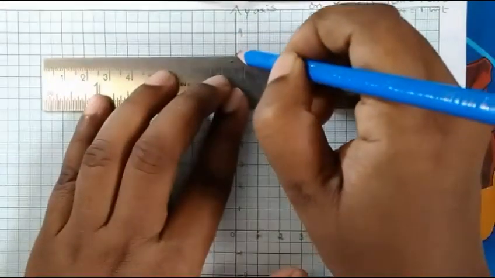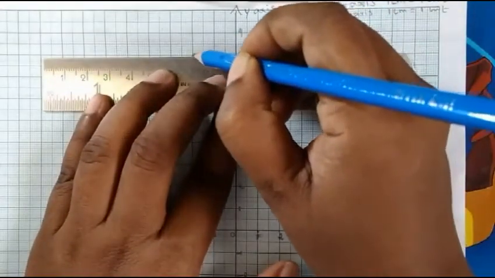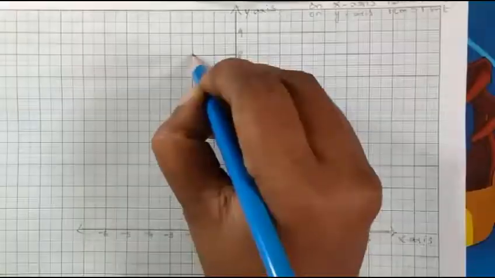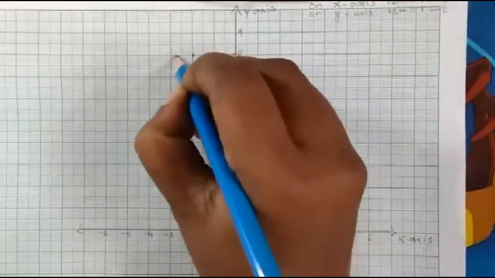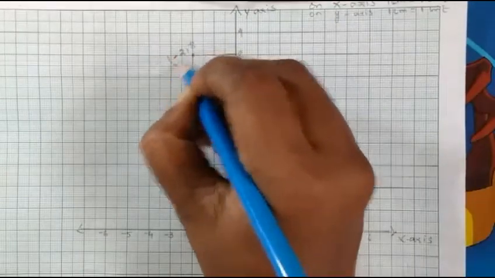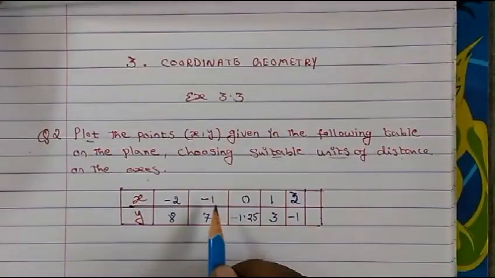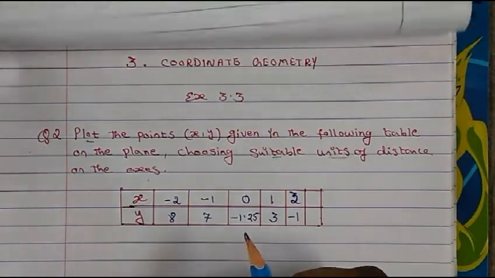And 8 is from this direction. So both the place where it is meeting, that is the point we have to write down. So both the lines meeting at this point, that is minus 2 and 8. So our next point is minus 1 and 7.